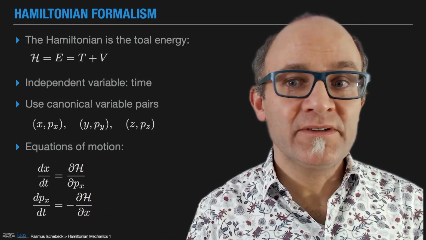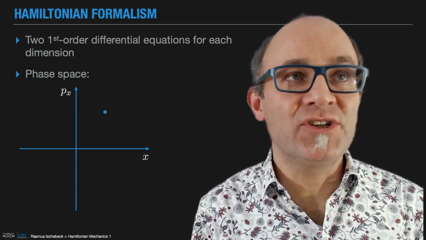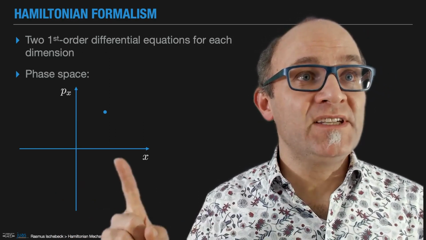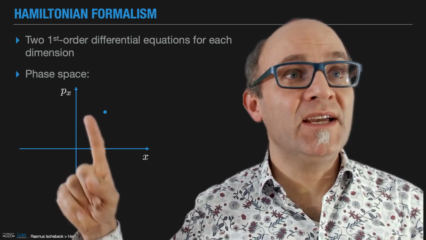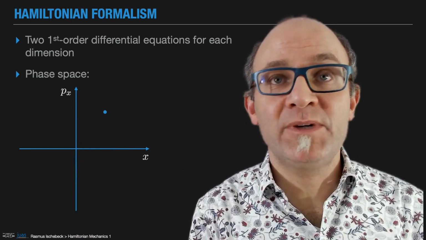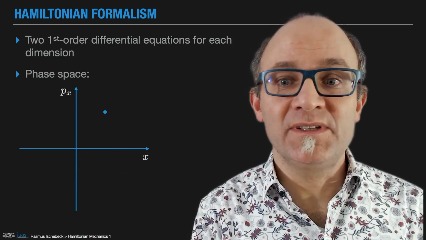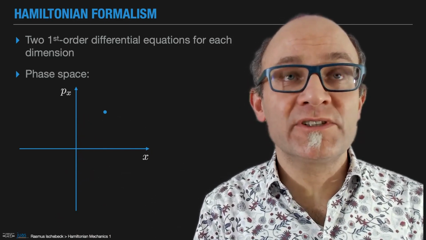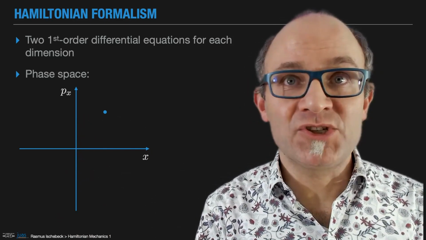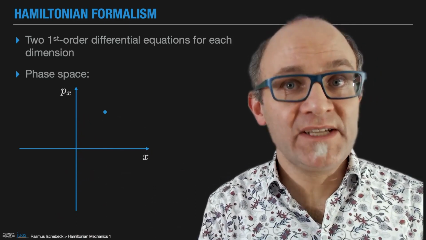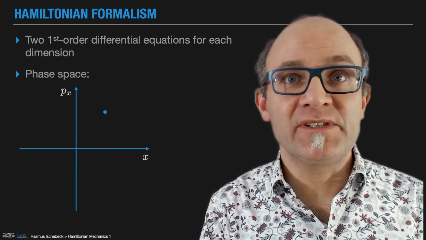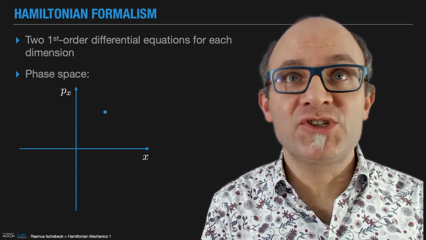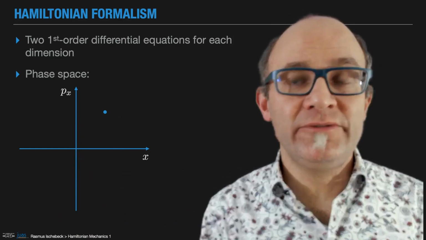We can now plot the state of a one-dimensional system in a two-dimensional phase space plot. The phase space plot is shown here, x and px, and the state of the particle is given by these two variables. And we now have two first-order differential equations for each dimension in comparison to one second-order differential equation in Newton's laws of motion. All in all, for the 3 dimensions of space, we have a 6-dimensional phase space.